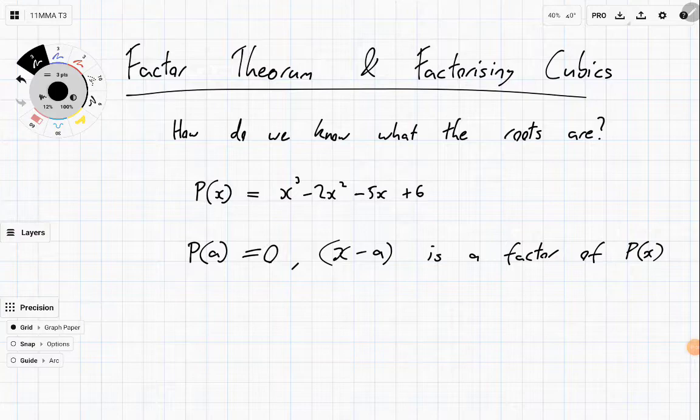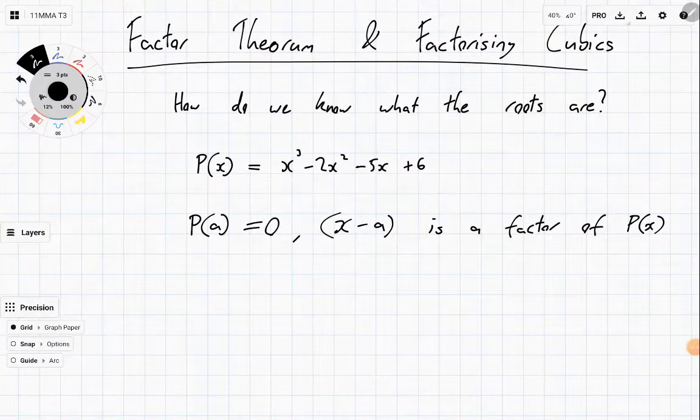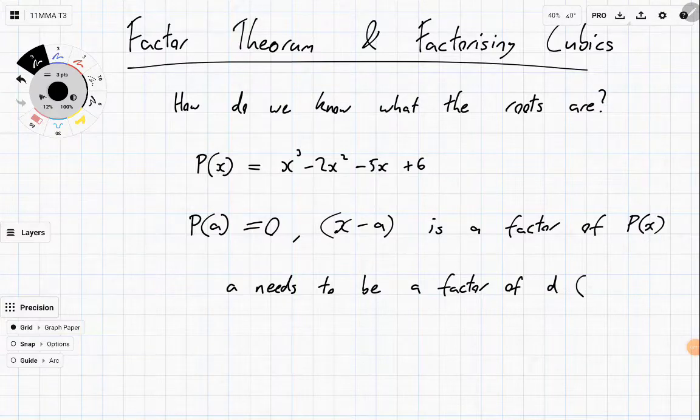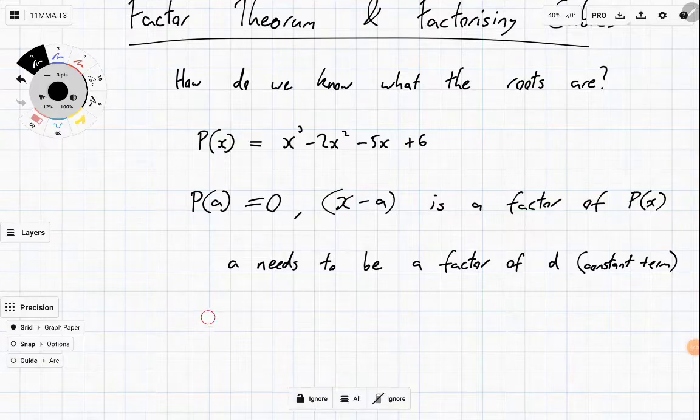So then the next question becomes, okay, well, how do we work out what a is? Well, for a, we always look at d, the constant term. So a needs to be a factor of d, the constant term. So a is just like our guess, right? So let's have a think about what a could be. Well, these are our guesses for our roots.